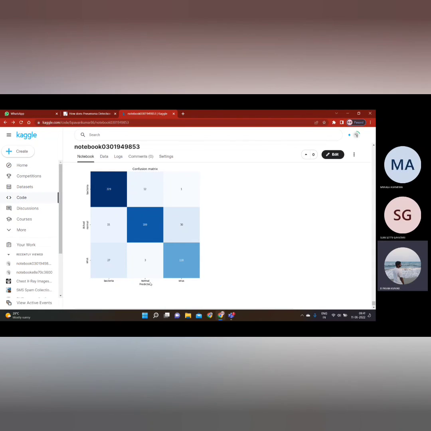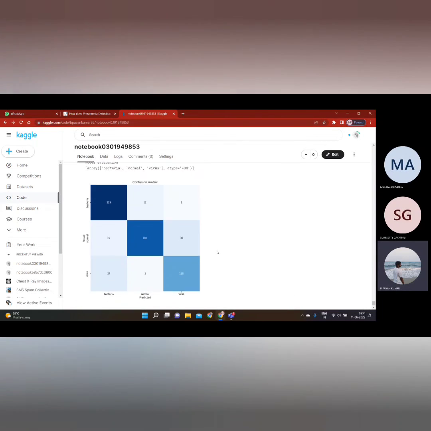And also in the same way for normal, there are more than 189 actual images. It detected only 189 correctly, and 12 as bacterial pneumonia and 3 as viral pneumonia. And likewise for virus, there are more than 118 viral pneumonia pictures, and it detected only 118 correctly, and 30 as normal images, and 1 as bacterial pneumonia.